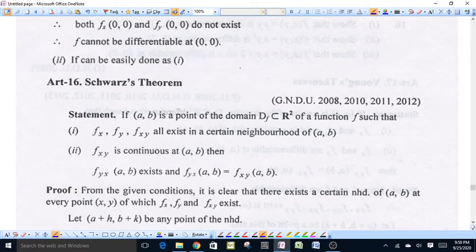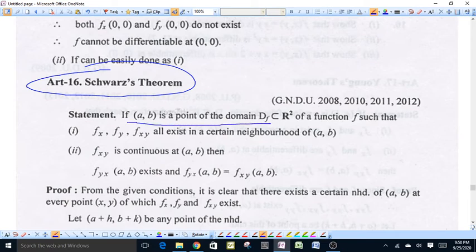Now what is Schwarz theorem and what is the statement of Schwarz theorem? If (a,b) is a point of the domain of function f such that the partial derivative of f with respect to x, the partial derivative of f with respect to y, and the second order partial derivative f xy all exist in a certain neighborhood of the point (a,b), and f xy is continuous at (a,b), then f yx exists and f yx at (a,b) will be equal to f xy at (a,b).